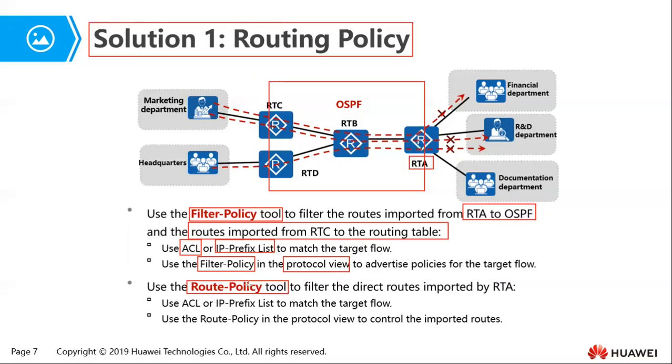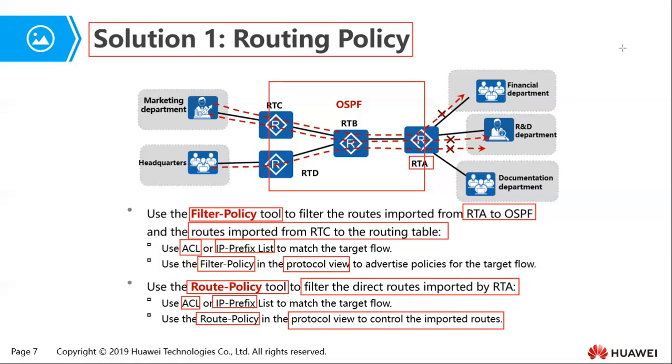Okay, then the route policy tool is used to filter direct routes that are imported by RTA. So simply direct routes. Again, when you're using a route policy, we can either use ACL or IP prefix. Then after that, we use the route policy in the protocol view to control the imported routes.